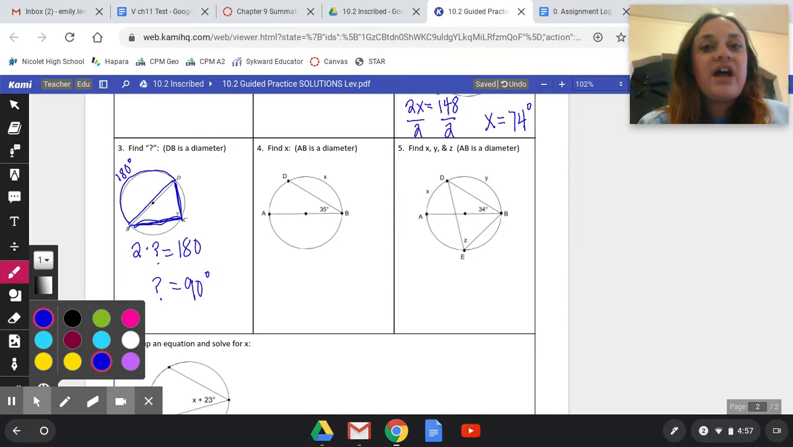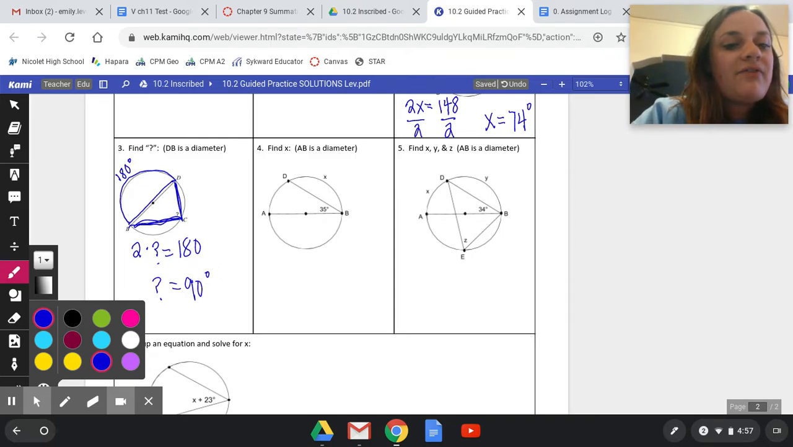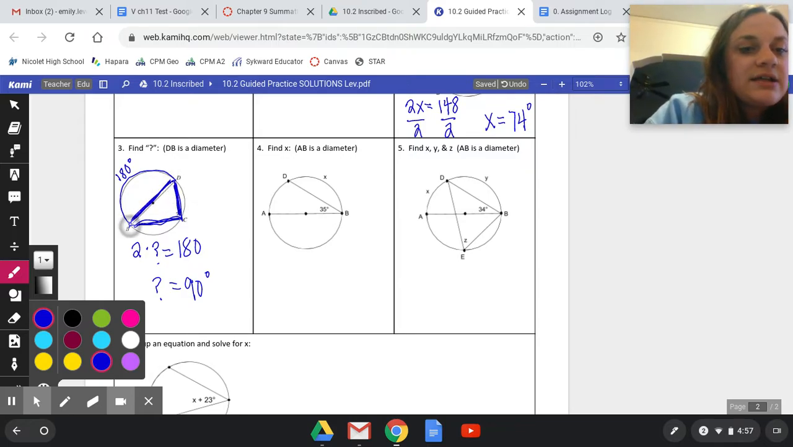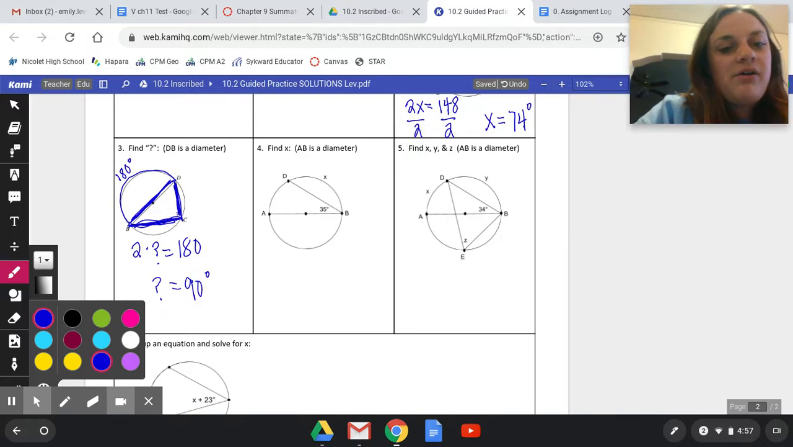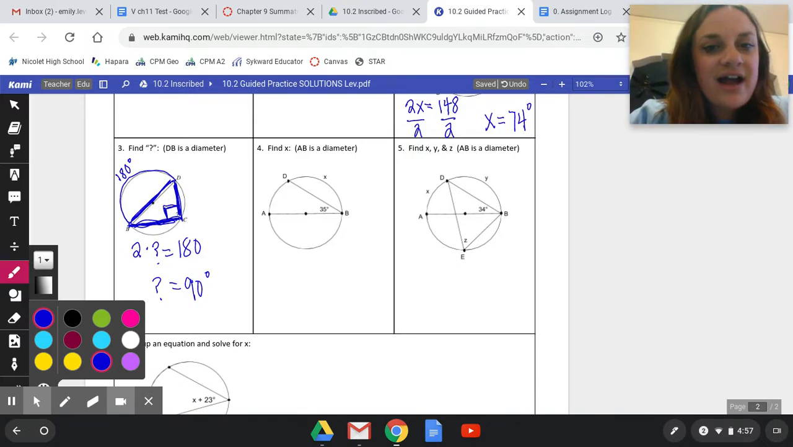That's just a little helpful hint that you can always remember. If you ever have a diameter that has the same endpoints as your inscribed angle, it will always be a right angle. Okay, a little fun fact there.